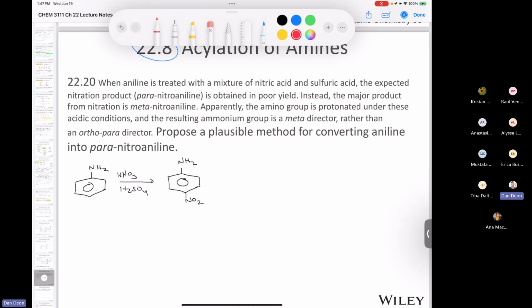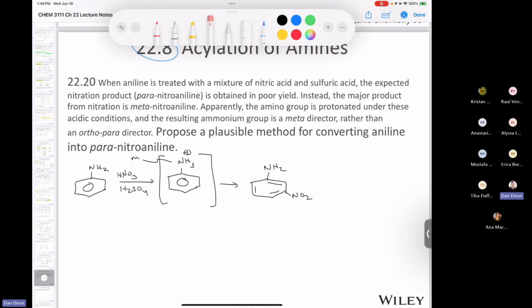The reason this reaction doesn't work very well is because what happens in reality is that we end up protonating the amine. So we go from an ortho-para director to, once you have this, a meta director. And so after you do the nitration, you end up with the nitro group in the meta position. All right, so that's why that happens. Let me just erase this. Anyhow, so that's what happens.